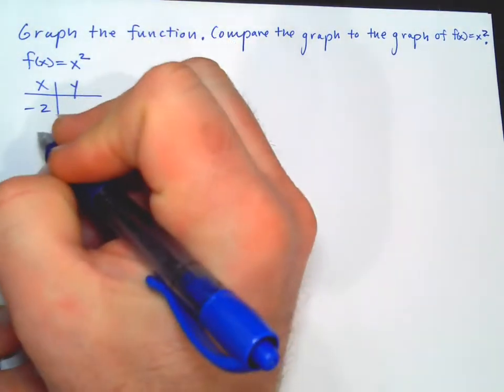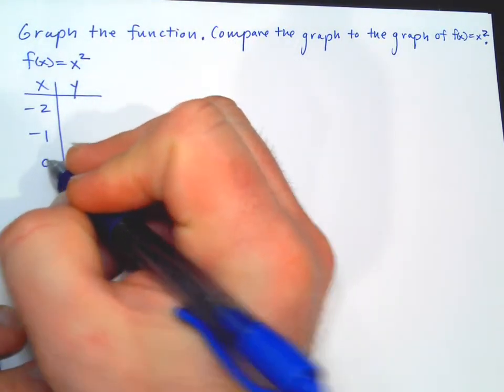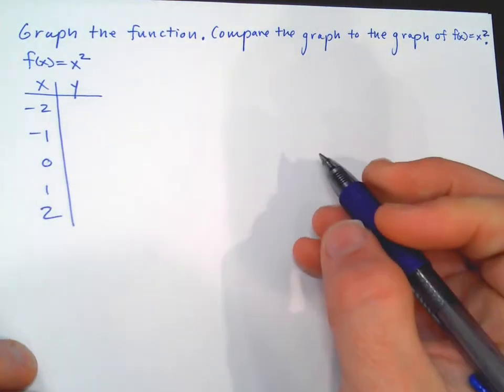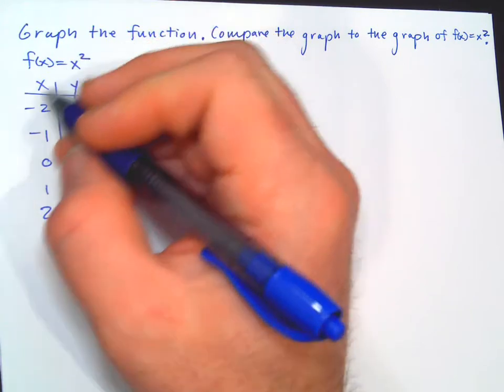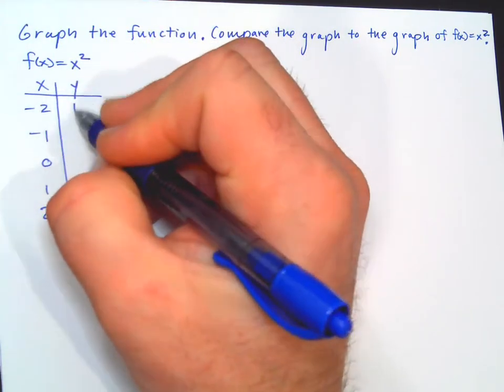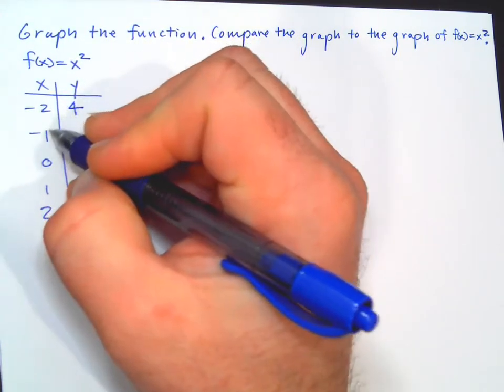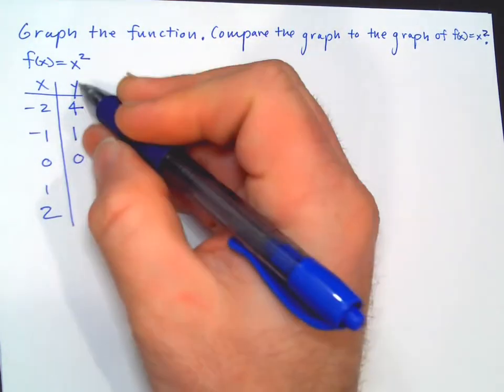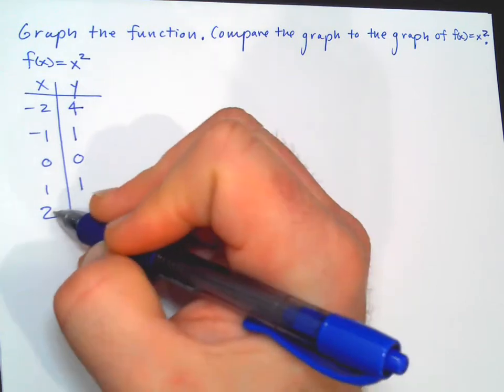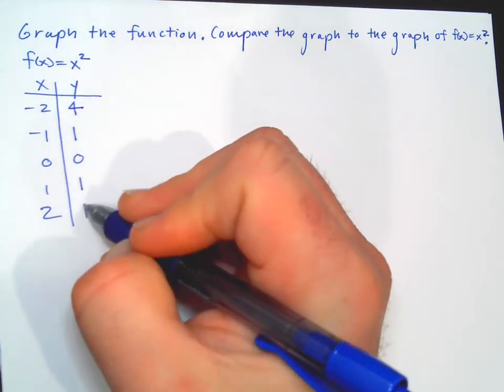Some negatives, some positives: -2, -1, 0, 1, 2. And then we're going to plug these in. So negative 2 squared, the negative gets squared. Negative 2 times negative 2 is positive 4. Negative 1 times negative 1 is 1. 0 times 0 is 0. 1 times 1 is 1. 2 squared is 4.